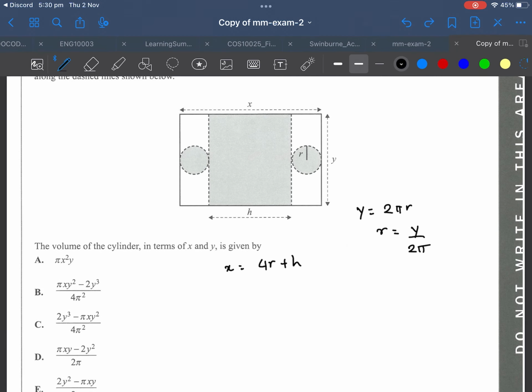So the volume of the cylinder is going to be pi r squared h. Okay, so the h we can get from this equation over here. So x equals 4y on 2 pi plus h. So that is just going to be 2y on pi plus h. So therefore h is equal to x minus 2y on pi.